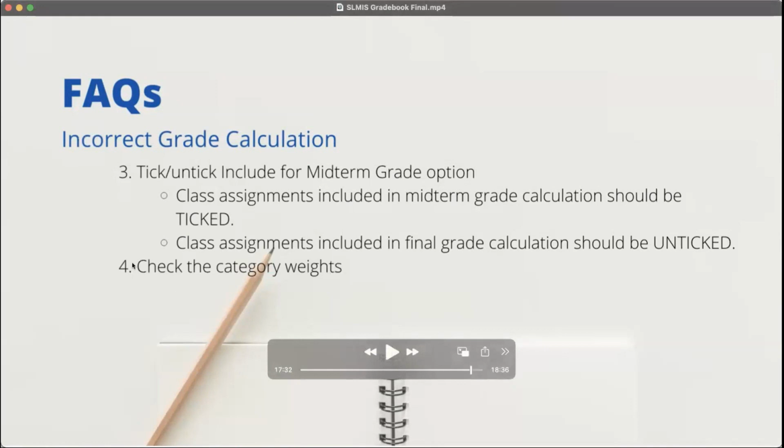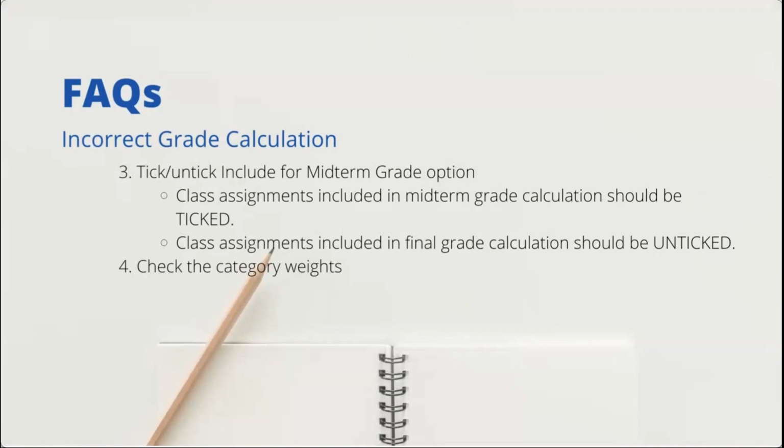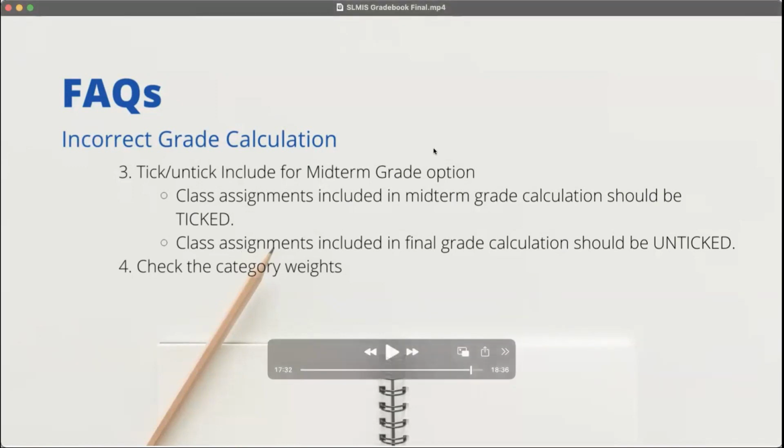And the last part that you're going to check is the category weight. Maybe you changed your grading system. Maybe there were changes during the term. That could be one reason that you have the incorrect grade calculation.